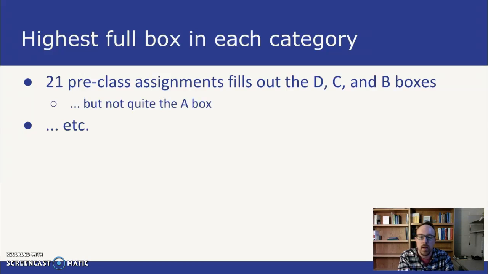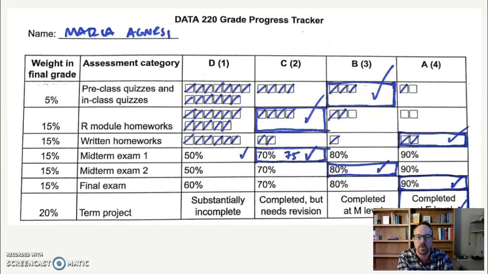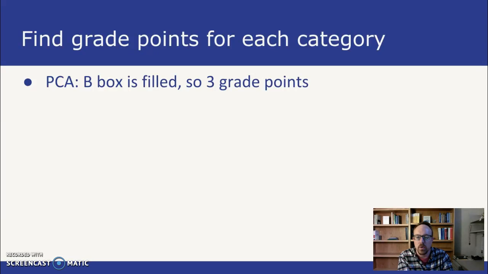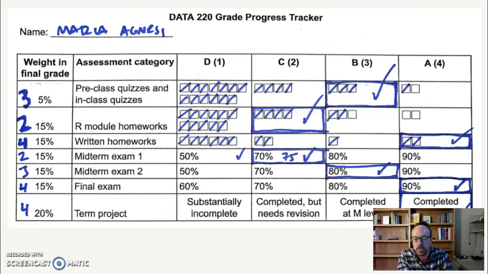And so you do that for all of the different assessment categories, and it'll look something like this. Okay, so you can see we've checked off the B box in the pre-class quizzes category. We've checked off the C box in the R module homeworks category. We've checked off the A box in the written homeworks category, etc., etc. All right, so then we can figure out how many grade points she's earned in each of the categories. So in the pre-class quizzes category, since the B box is filled, she gets 3 grade points in that category. So she gets 3 in the pre-class quizzes category, 2 in the R module homeworks category, etc., etc.